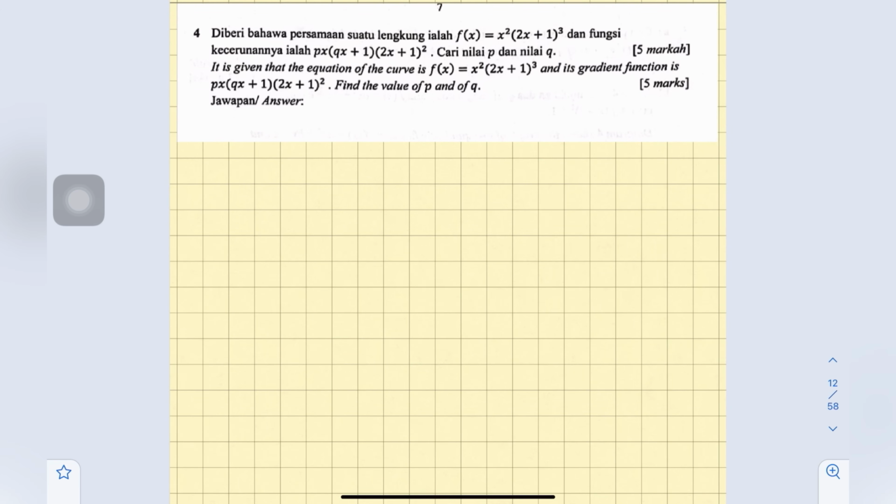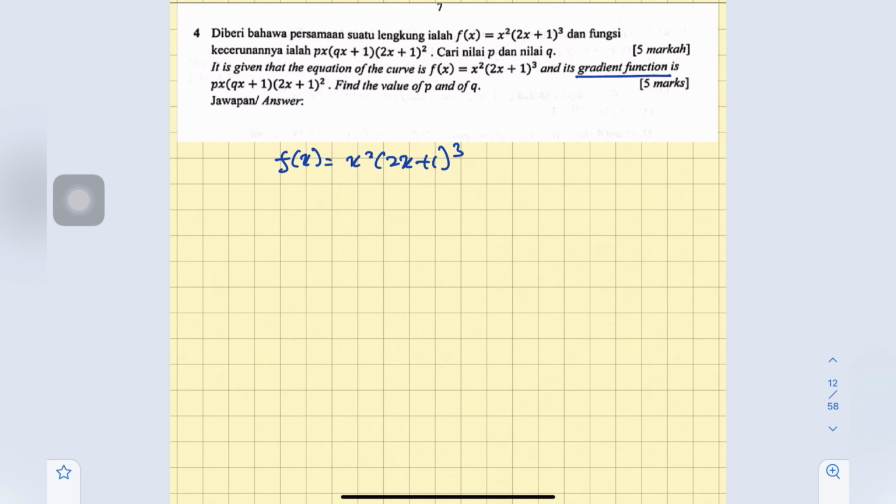Question 4. It is given that the equation of the curve is f(x) = x squared times (2x + 1) cubed, and its gradient function is px(qx + 1)(2x + 1) squared. Find the value of p and of q. Okay, so gradient function is dy/dx or f prime of x. So we need to find f prime of x for f(x) = x squared (2x + 1) cubed.